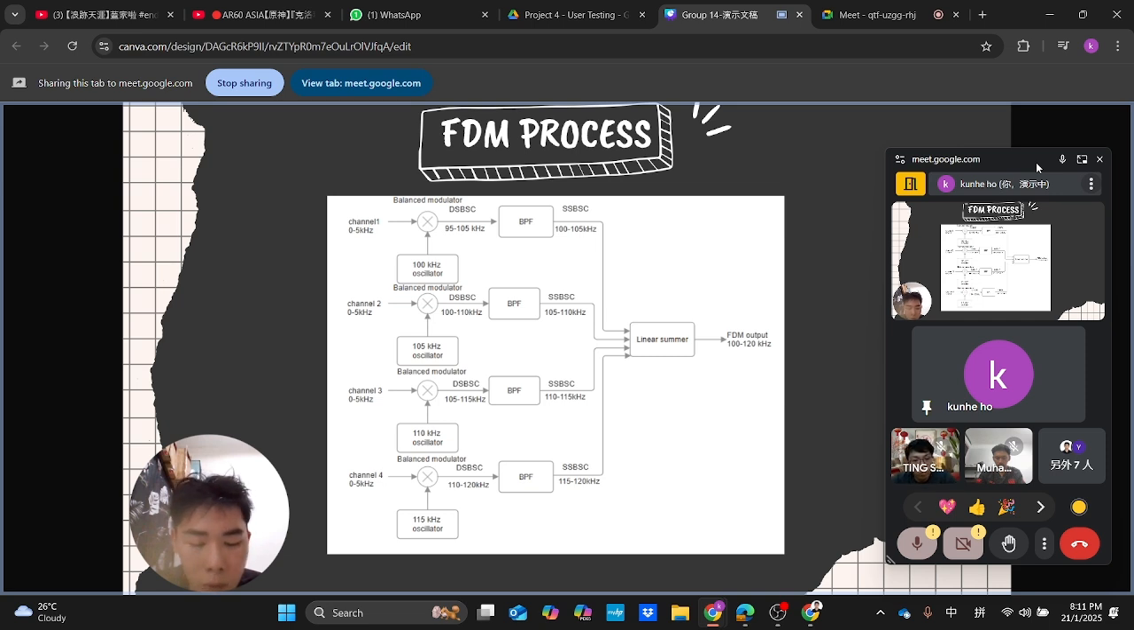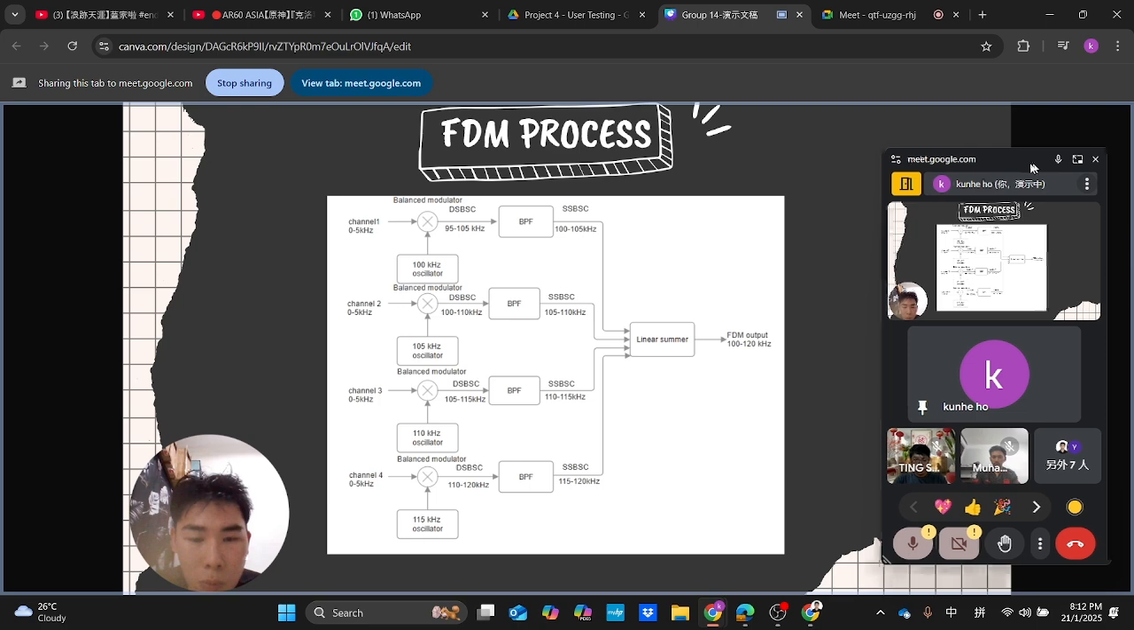The bandwidth is 5 kHz, and channels 2, 3, 4 go through the same process, but the carrier is different. For channel 2 it is a 105 kHz oscillator, channel 3 is a 110 kHz oscillator, and the last one, channel 4, is a 150 kHz oscillator. Then all of the outputs are combined in a single summer and produce the FDM output.